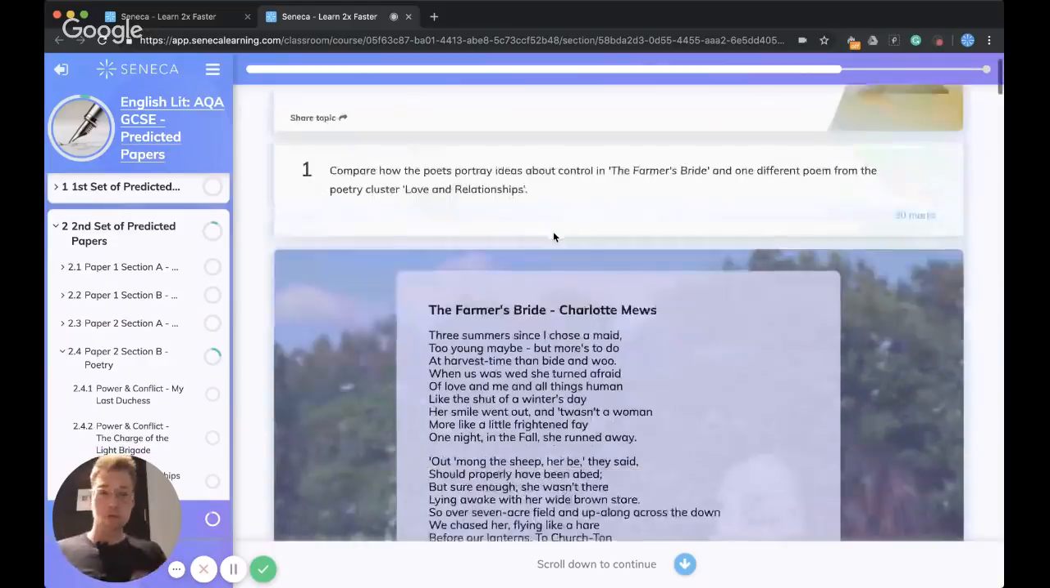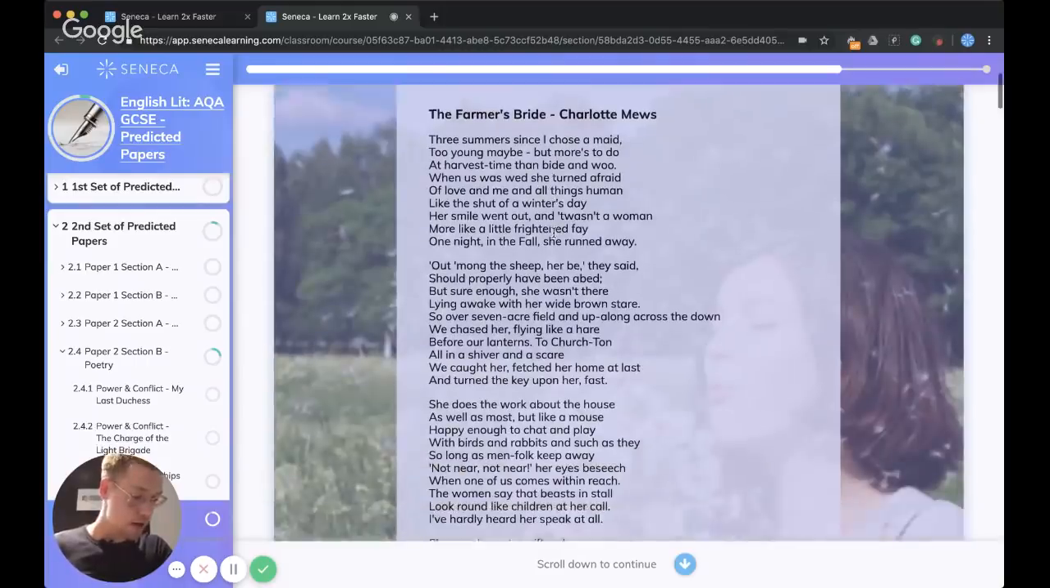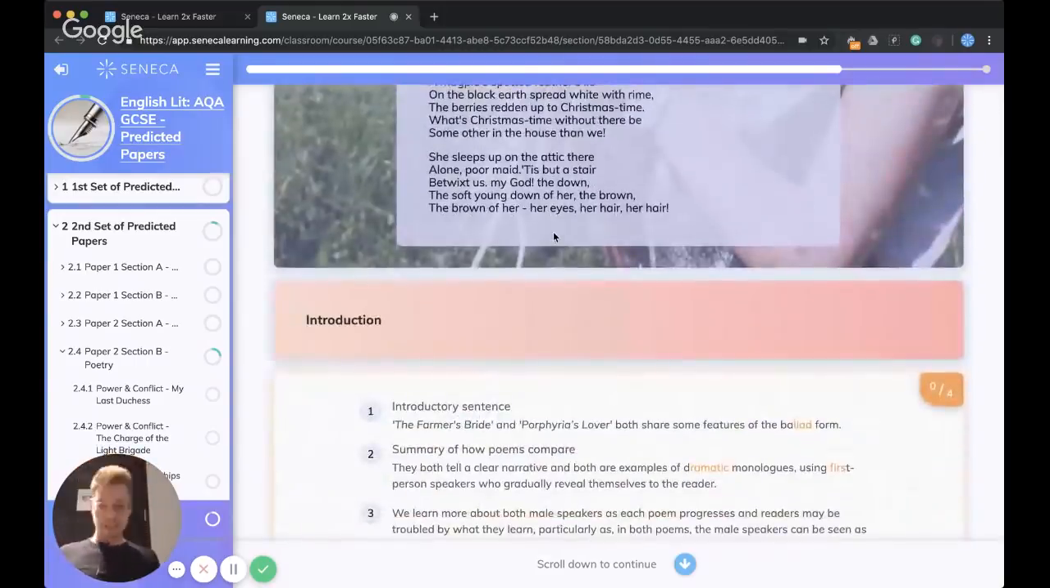So we're all about control and The Farmer's Bride. How are you going to structure your introduction? When we get to the end of this, there might be a little gong.